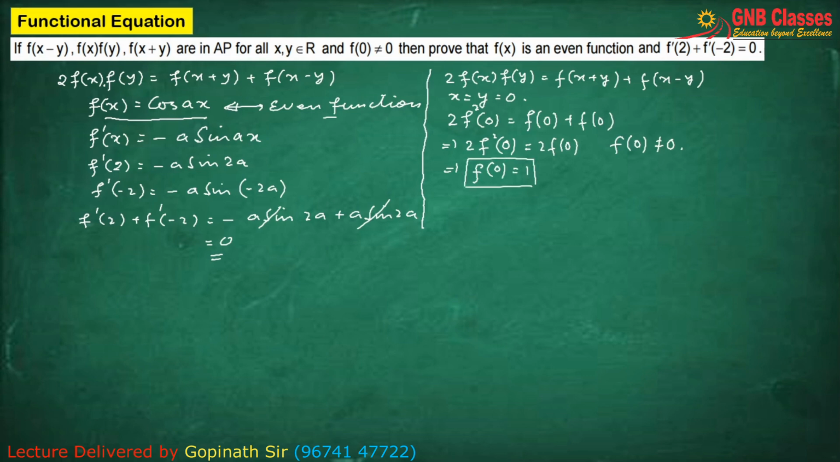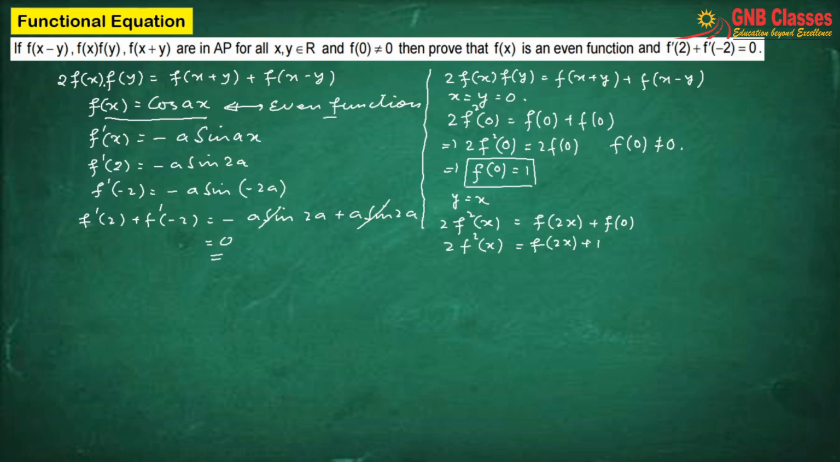Now, in the functional equation, let me put y is equals to x. So we are getting what? 2f square x equals to f of 2x plus f of 0. That implies 2f square x equals to f of 2x plus 1. Is it clear? Have you understood till this?